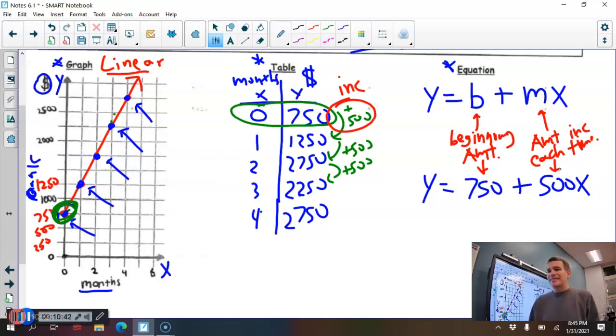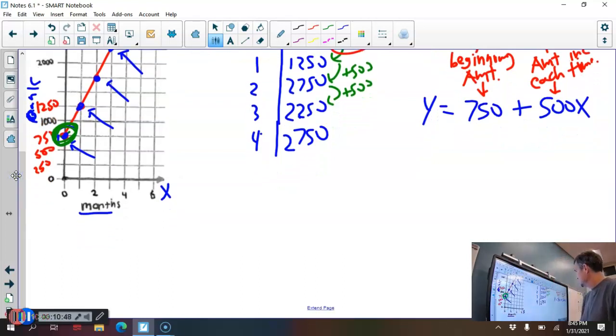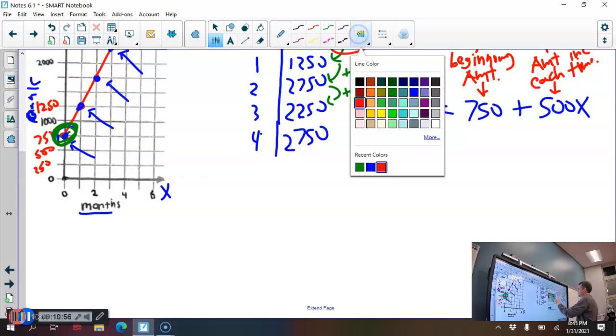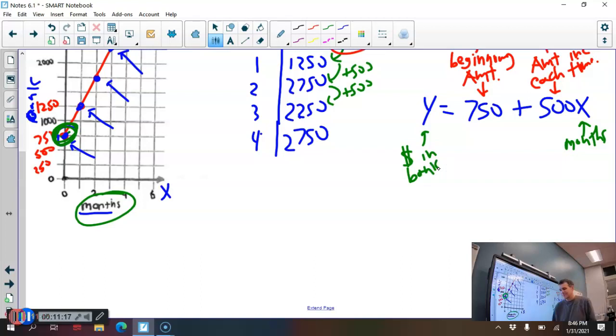Now, there are two things I think you should know about the equation. One thing is that the x and the y, they stay in the equation. And I think you should be able to tell what they represent. Like in this case, we kind of already did it over here. The x represents months. And the y represents dollars in the bank, right? And the x and the y remain as variables in the equation.